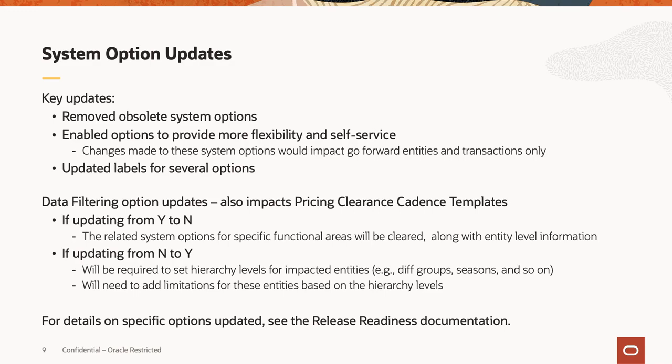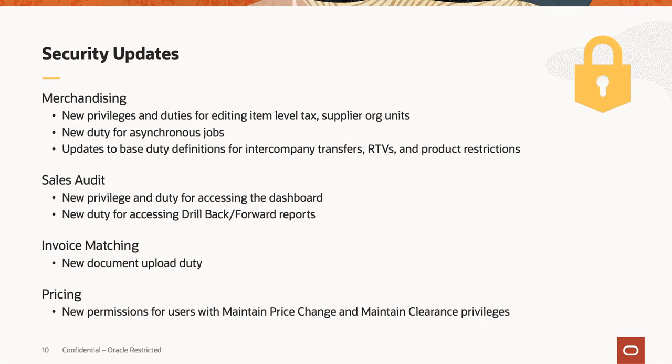If the data filtering system option is changed from no to yes, you will be required to set a hierarchy level for each of the system option entities that support filtering in both merchandising and pricing. You will then need to define the specific hierarchies associated for each of these entities in order to filter those by hierarchy levels. Additionally, you will need to define the hierarchies to which your users will have access if not already configured. Several updates were made to the definition of duties and privileges with this release.